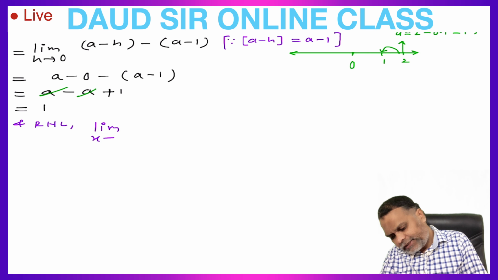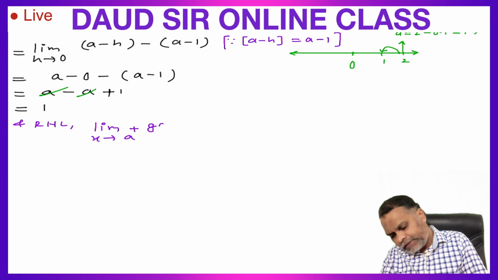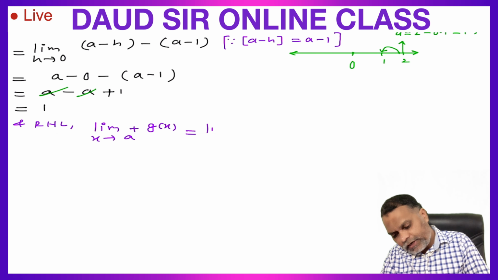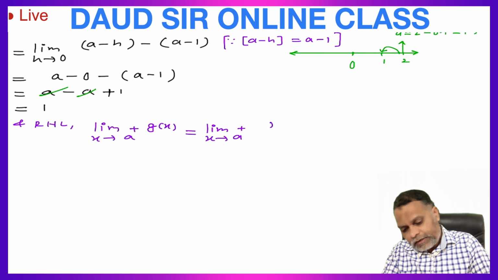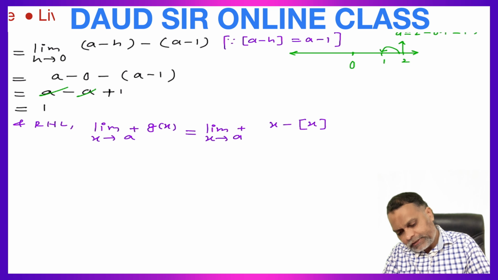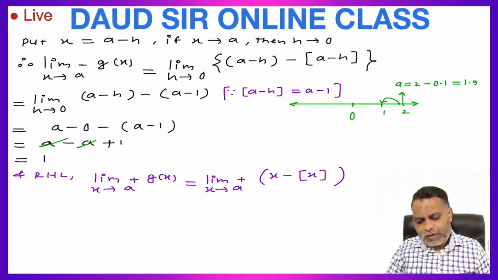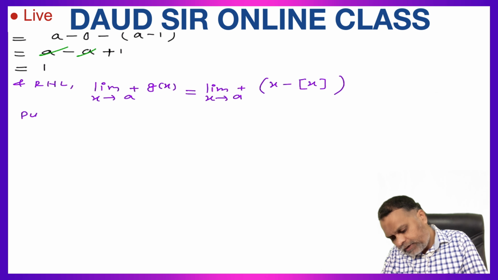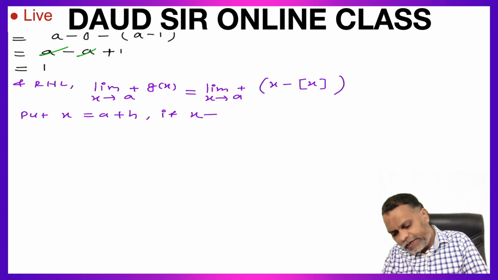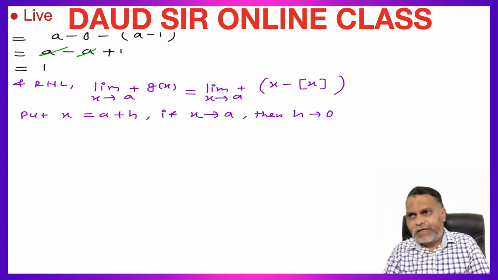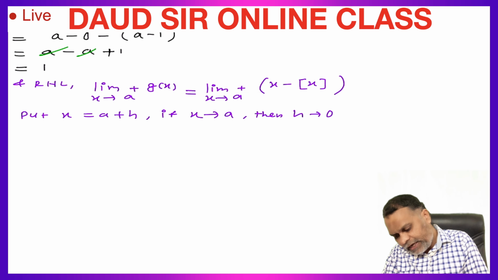Now the right hand limit. Limit x tends to a plus of g of x is equal to limit x tends to a plus of x minus greatest integer of x. Same function. Now for the right hand limit we have to put x is equal to a plus h, here a is equal to a only. So x is equal to a plus h. Change the limit: if x tends to a, then h tends to 0. How is it 0? Just substitute a plus h here, a plus h tends to a, a cancels, that is h tends to 0.